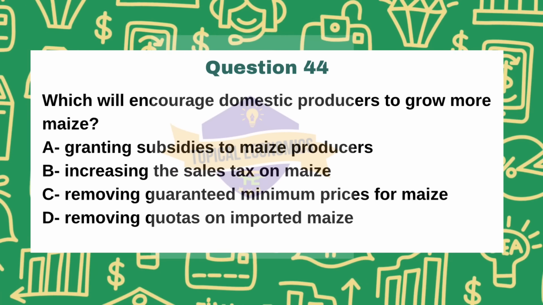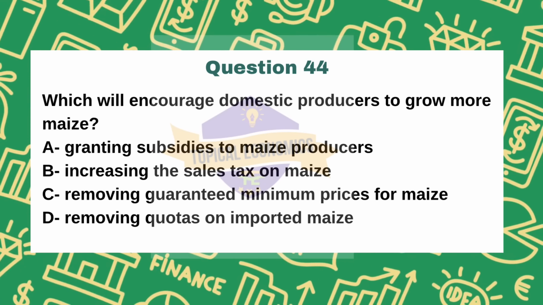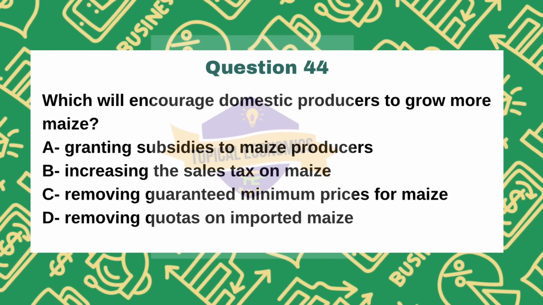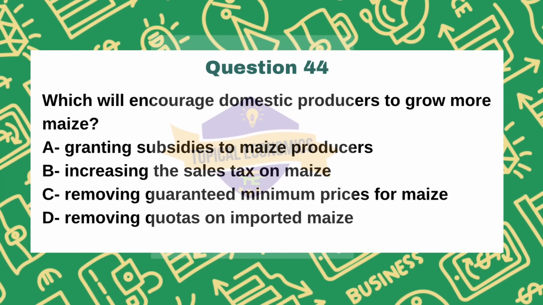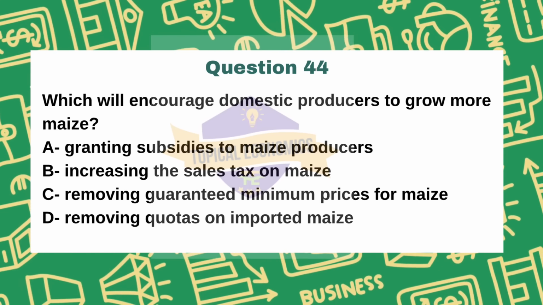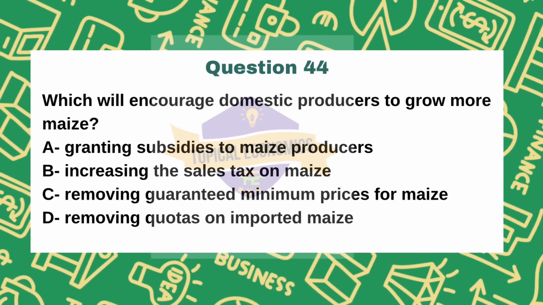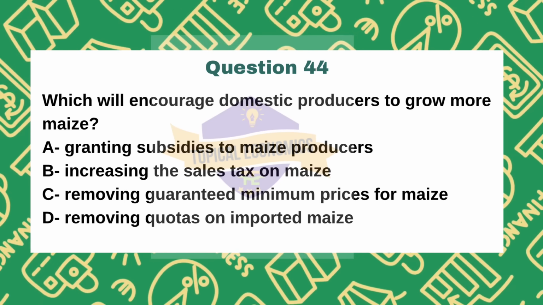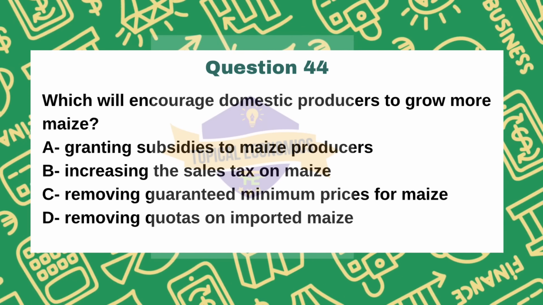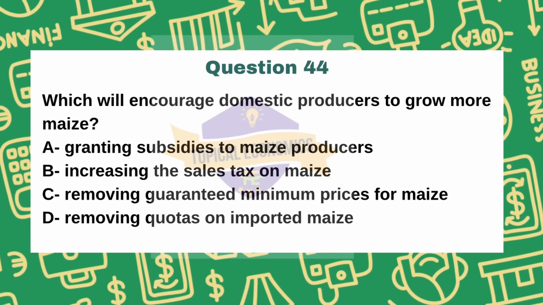Moving to question number 44. Which policy will encourage domestic producers to grow more maize? A, granting subsidies to maize producers. B, increasing the sales tax on maize. C, removing guaranteed minimum prices for maize. D, removing quotas on imported maize.